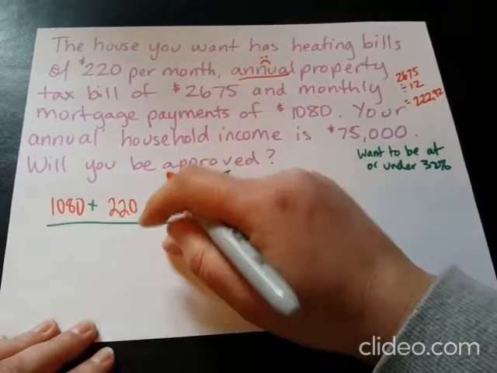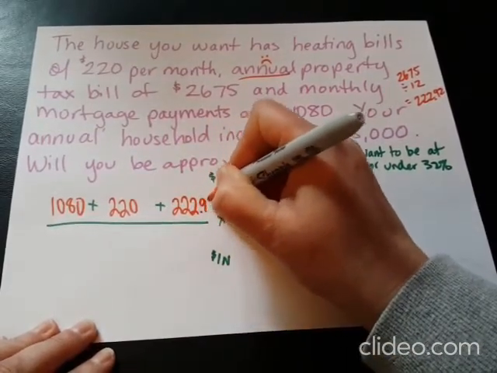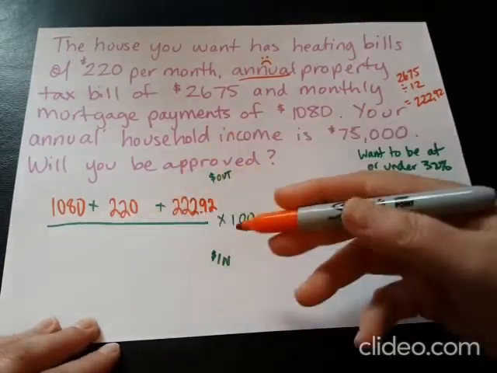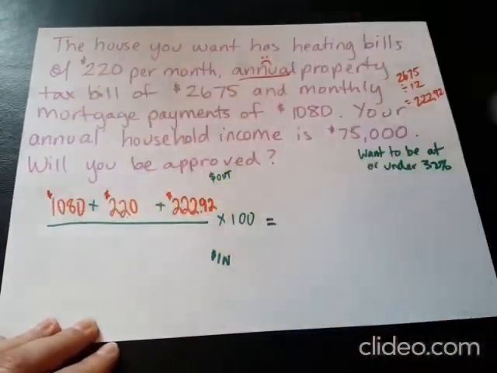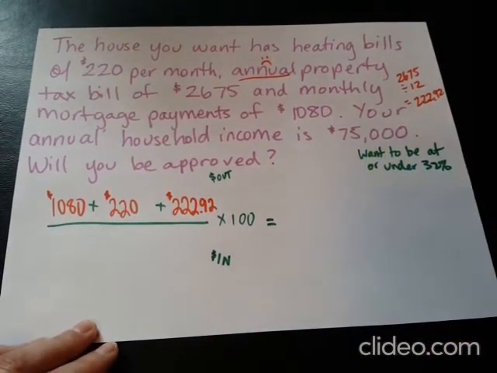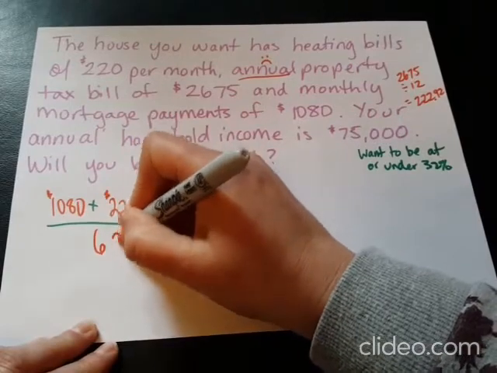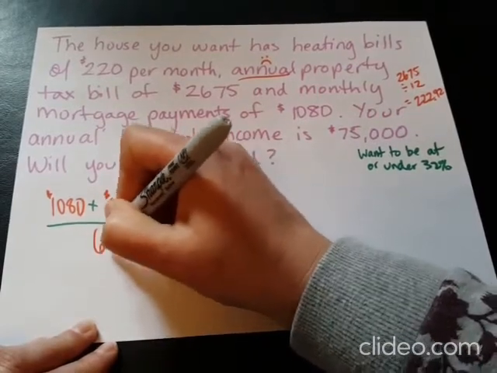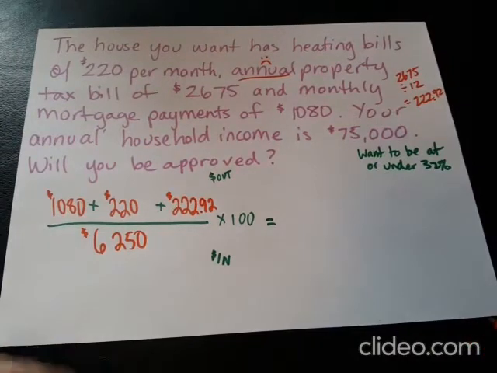So inside the GDSR, we're going to use that monthly amount, not the annual amount, because we need them all to be the same in order to compare. Again, our income is also given annual. So with a $75,000 household income, that gives us monthly income of $6,250 amongst all the people that are on the mortgage.